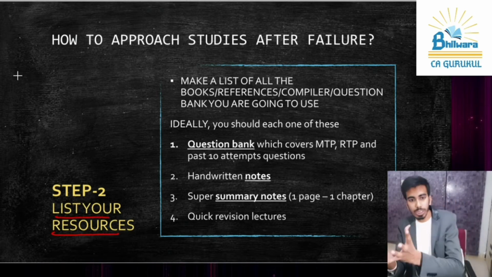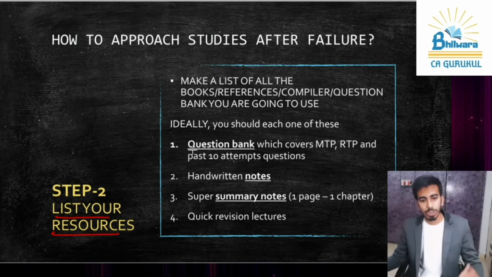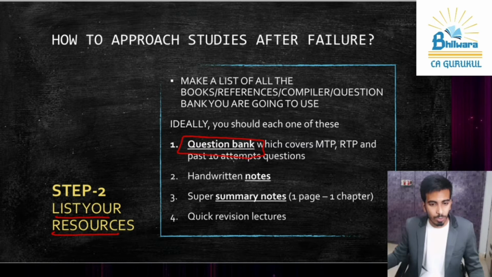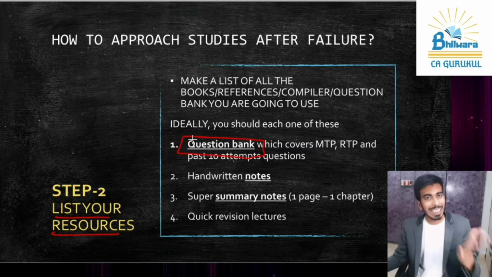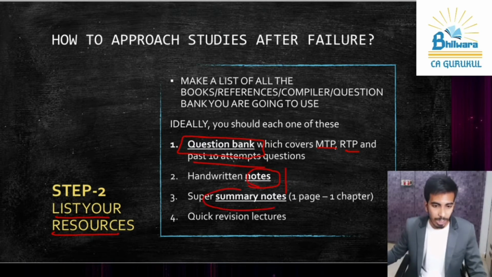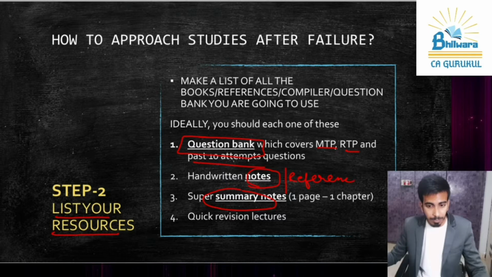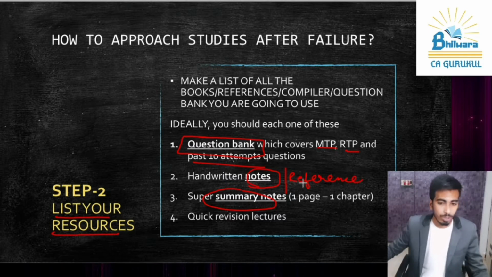Students forget to do this, but it is the most important part, because ideally you have to arrange 4 things. You have to have a question bank, either a printed, published one, or you can make your own question bank through MTP, RTP and past attempt questions. Then you should have handwritten notes, or if you don't have handwritten notes, you can use reference books.